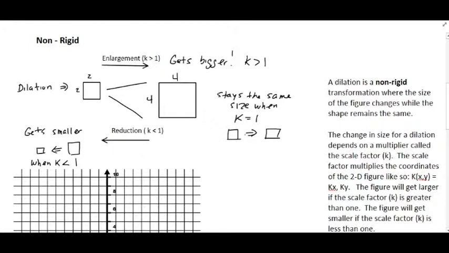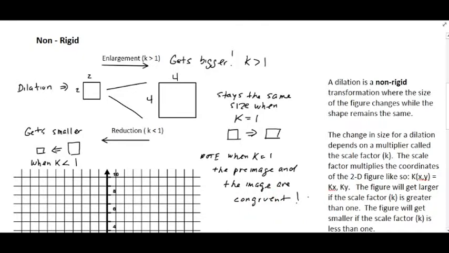The change in size for a dilation depends on a multiplier called the scale factor k. The scale factor multiplies the coordinates of the 2D figure like so. You have k and then you have the x, y value. Here it's just reminding you that k is equal to 1, and whenever k is equal to 1, the pre-image and the image will be congruent. Now, the figure will get larger if the scale factor k is greater than 1. The figure will get smaller if the scale factor k is less than 1.